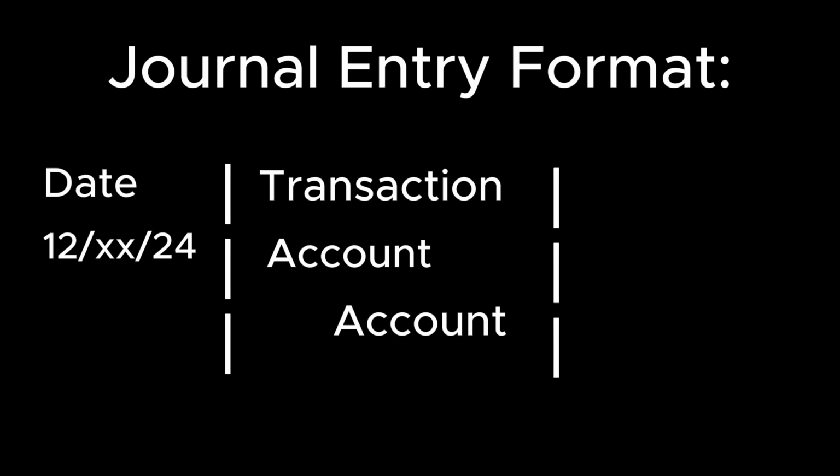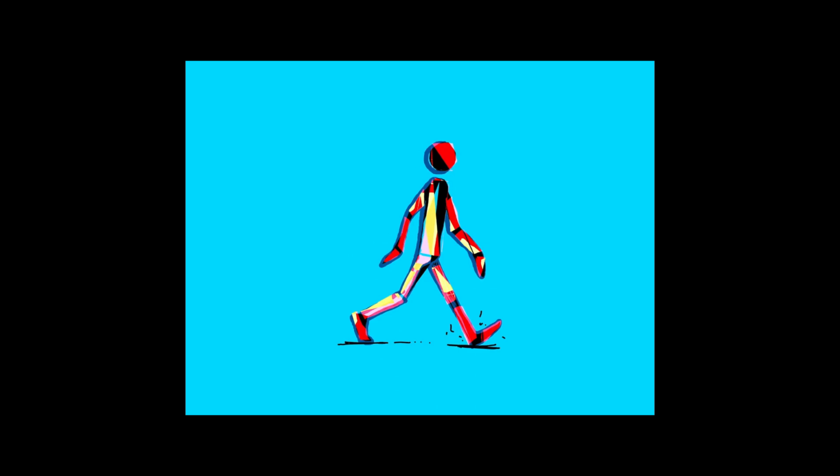The typical journal entry format looks like this. First, date of the transaction. Second, accounts being affected, like cash, supplies, or revenue. And third, the amount you're debiting and crediting. Let's walk through a simple example so you can see how this works.